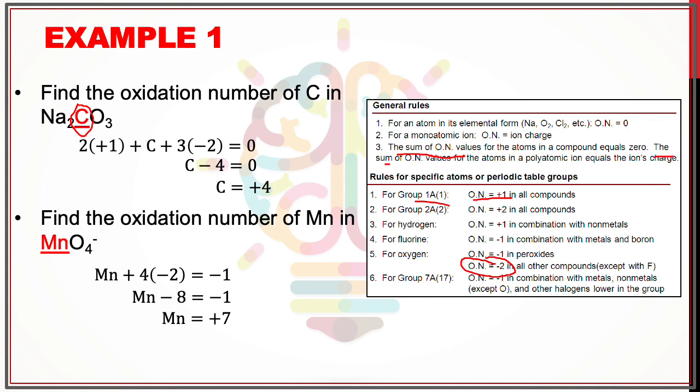The sum of the oxidation number values for the atoms in a polyatomic ion is equal to the ion charge. So it means that you need to equal the ion charge, that is negative 1. And then you proceed here to solve this equation. So Mn minus 8 equals negative 1, so Mn equals positive 7. So this is the oxidation number for Mn, positive 7.